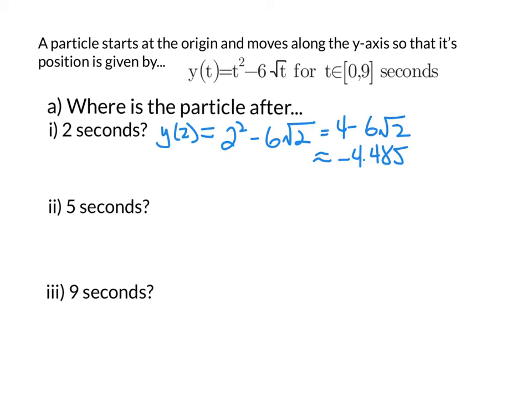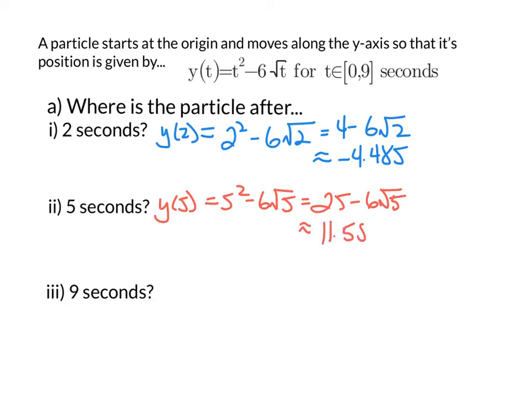When the time is 5 seconds, all we have to do is plug in 5. So 5 squared minus 6 square root of 5 is 25 minus 6 root 5. And on the calculator, we're looking at 11.583. And then finally, at 9 seconds, we're just going to take 9 and plug that one in.